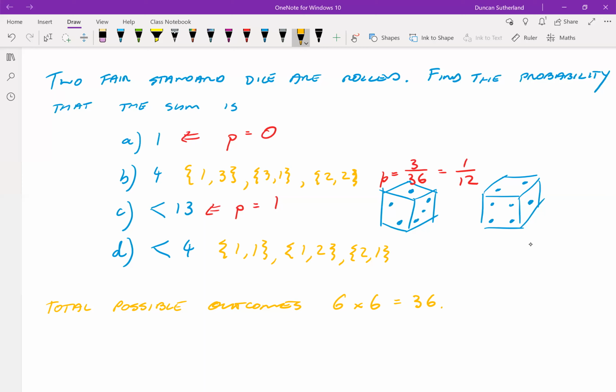So the only numbers that can sum up to that are 1 and 1, which makes 2, which is less than 4, and 1 and 2, or 2 and 1, depending on which way this happens to be. So again, this is P equals 3 over 36. It's 3 possible favorable outcomes and 36 total possible outcomes.